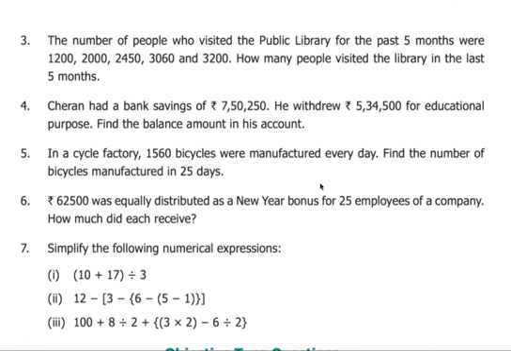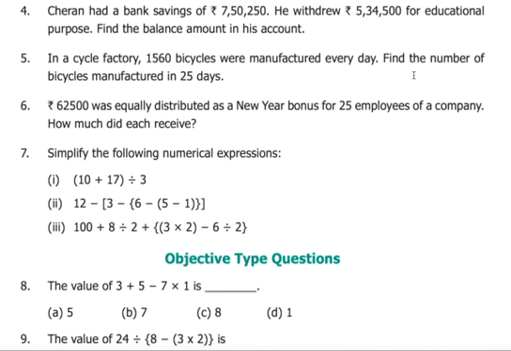Number of people who visited the public library for the past 5 months were 1200, 2000, 2450, 3060 and 3200. How many people visited the library in the last 5 months? Now you can add them up. Okay, a simple question without involving any brackets and any additional kind of multiplication and division.